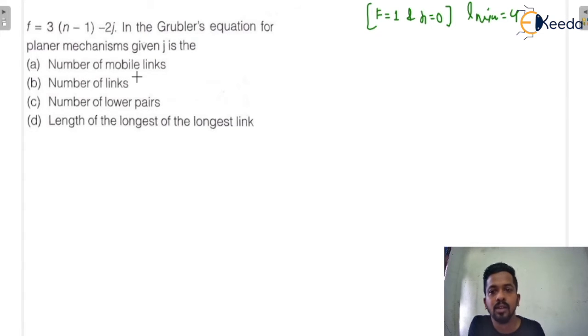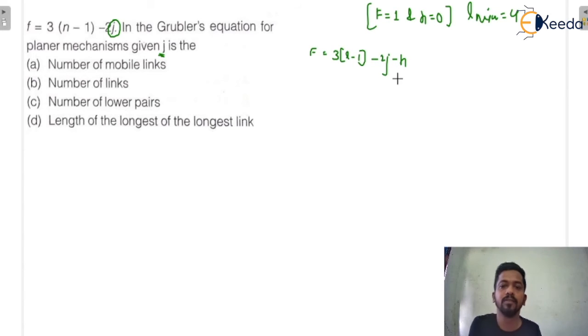Okay. So, what is the question? Read the question. F is equal to 3(n minus 1) minus 2j in the Grubler equation for planar mechanisms gives H is the... You have to tell what j represents in this equation. We know that F is equal to 3(L minus 1) minus 2j minus h. That is the equation given by Kutzbach, the Kutzbach equation for finding the degree of freedom.